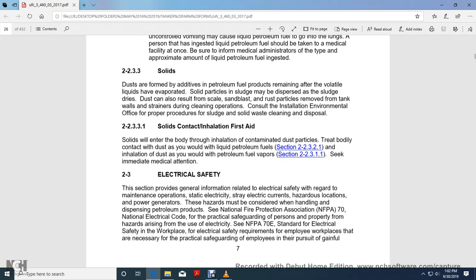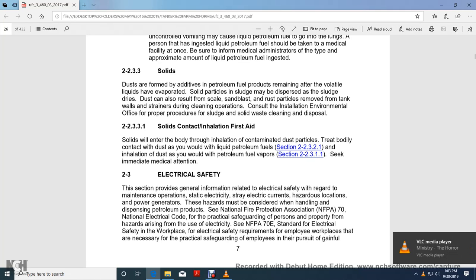2.3 Electrical safety. This section provides general information related to electrical safety regarding maintenance, operation, static electricity, stray electrical currents, hazardous locations, and power generators. These hazards must be considered when handling and dispensing petroleum products. National Fire Protection Association 70, the National Electrical Code, provides for the practical safeguarding of persons and property from hazards arising from the use of electricity. National Fire Protection Association 70E covers electrical safety in the workplace.